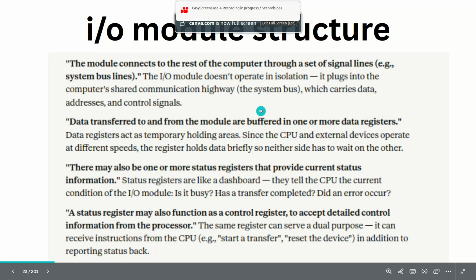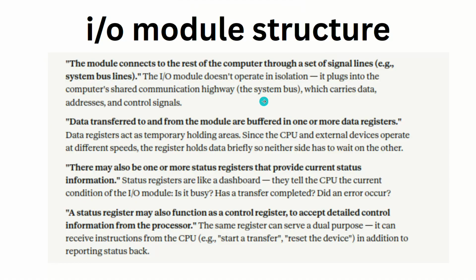I/O module structure. The first thing you have to understand is that the module is connected with the rest of the computer through signal lines. As we understood in the previous class, the module is connected to the rest of the computer by plugging itself into the system bus, that is, address lines, data lines, and control lines.